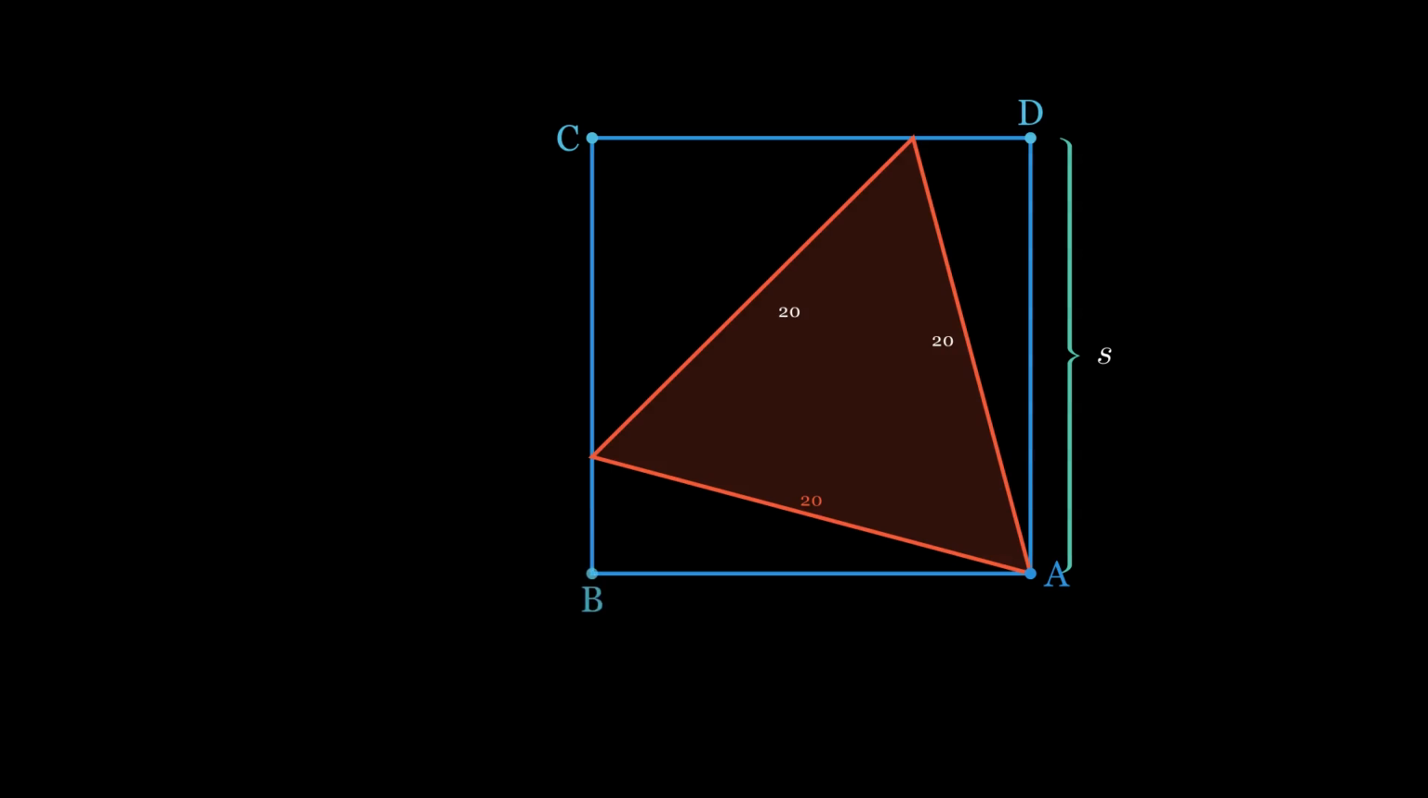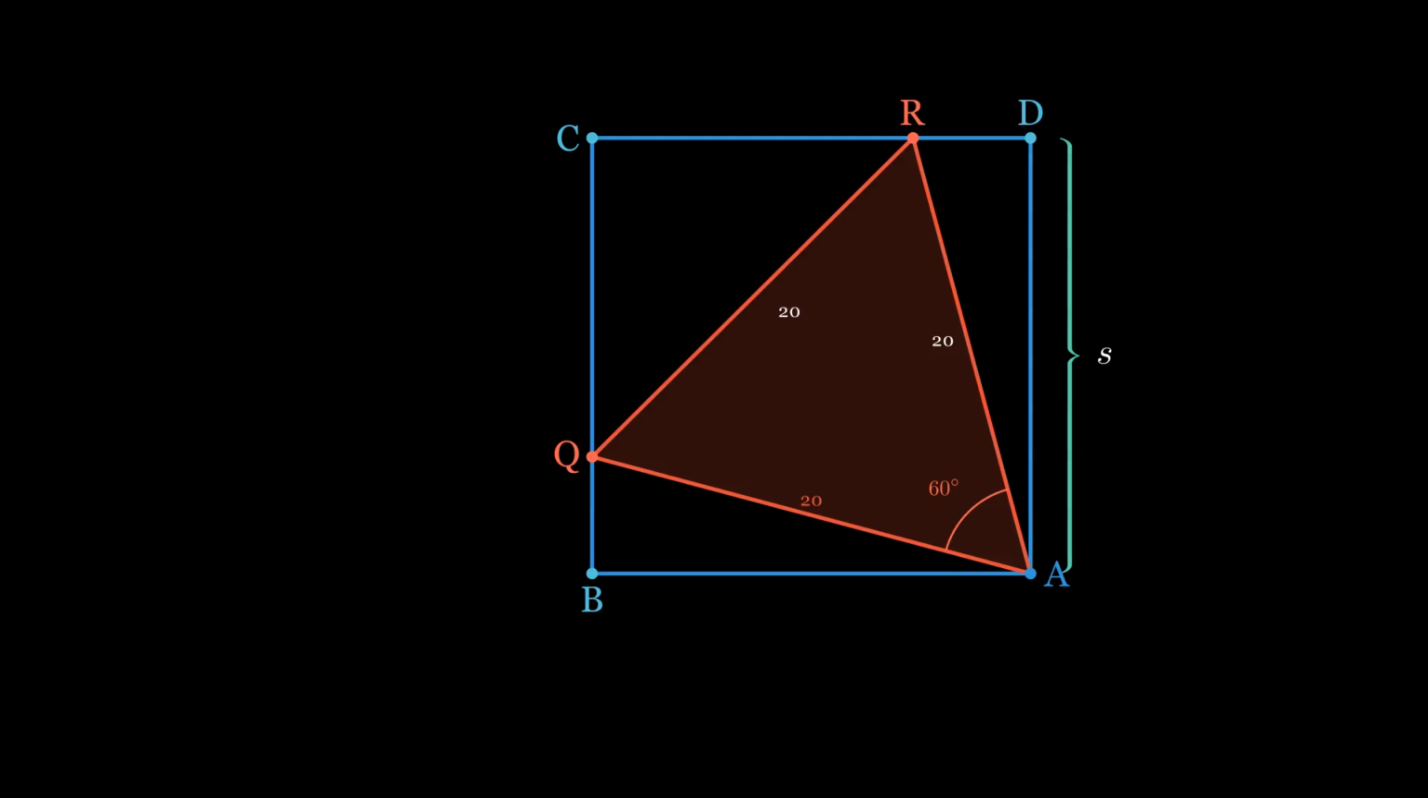Let's label the vertices of the square as A, B, C, and D. The shared vertex A is the anchor point for our entire construction. The triangle's other two vertices, Q and R, rest on the square's sides. This constraint is what makes the problem interesting and solvable. The crucial piece of information is the triangle's side length, which is 20 units. All three sides have this length.